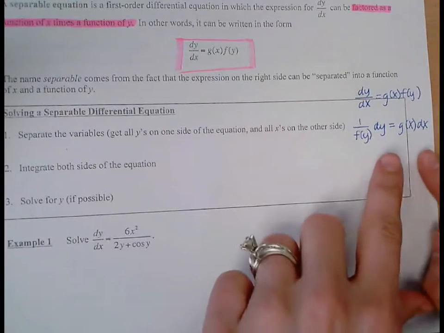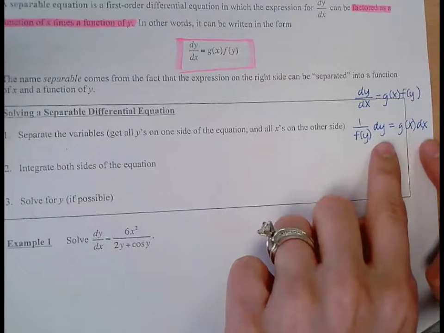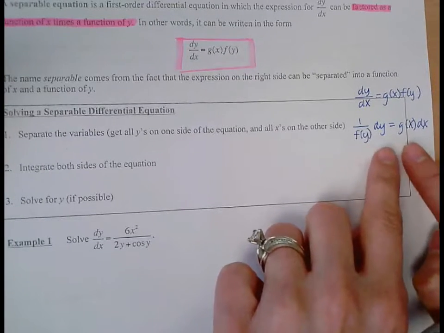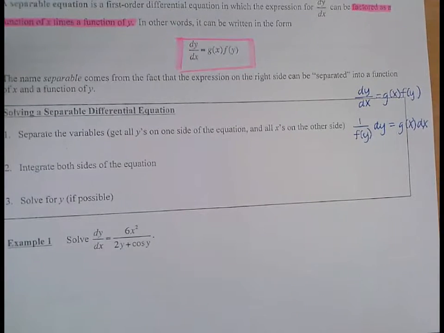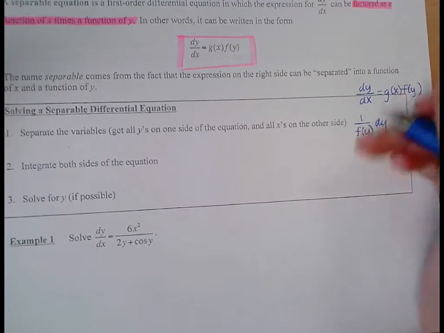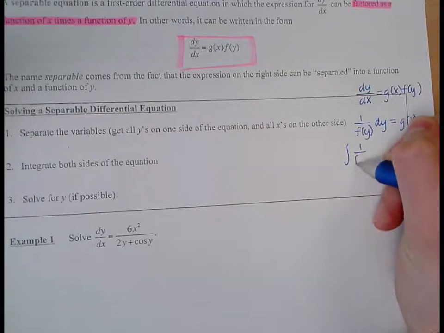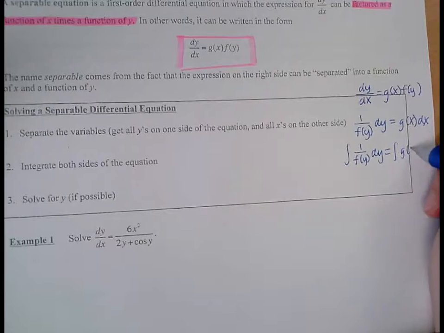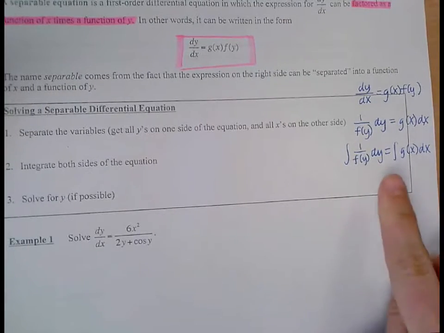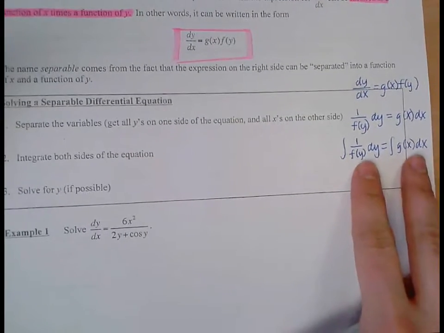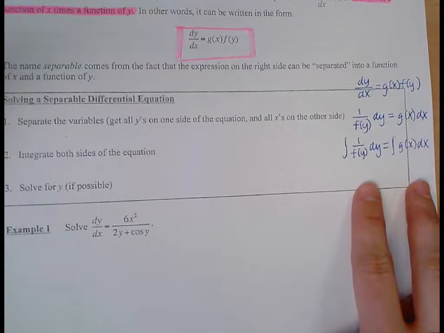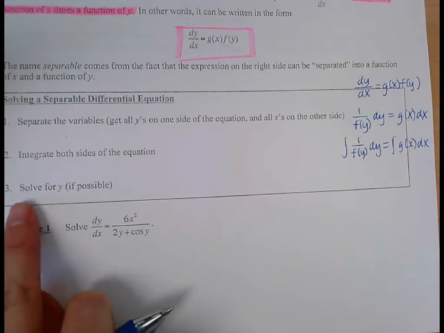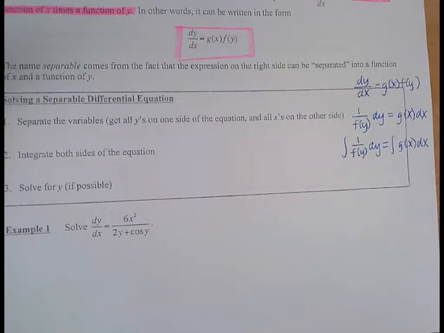And then hopefully by looking at this, especially with the dy and the dx, we have the expression we would integrate written there. So that's step 2, to integrate both sides. You take the integral of 1 over f(y) dy, and that's equal to the integral of g(x) dx. And then once you've integrated, technically you're done. You have the solution. But step 3, you should solve the equation for y if it's possible.